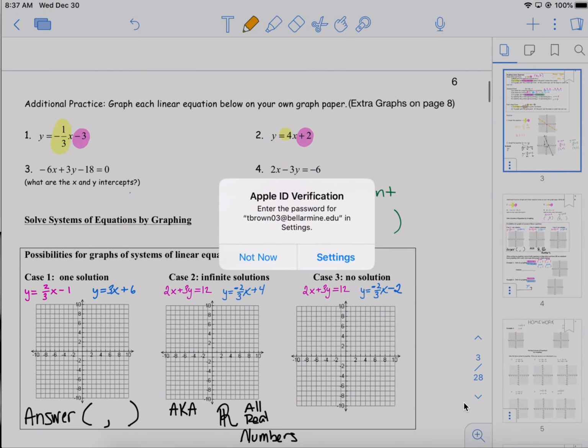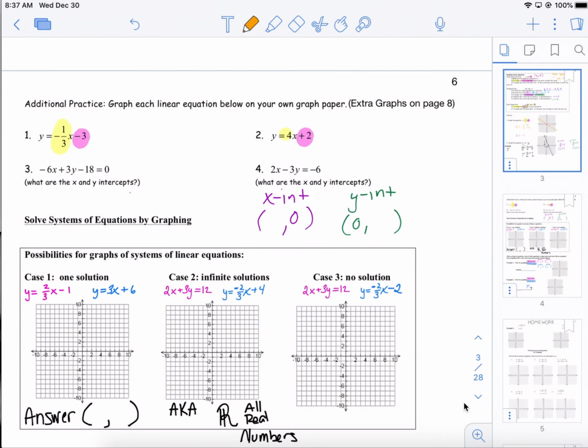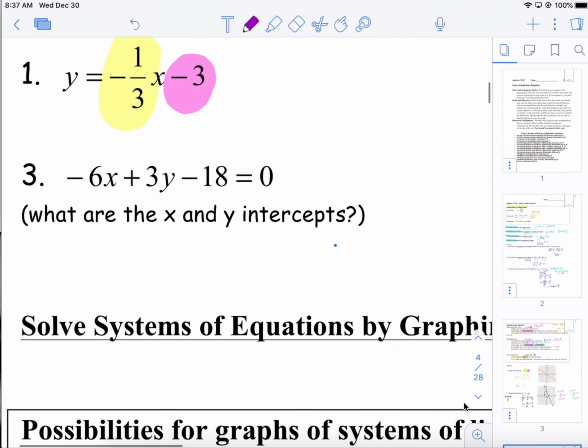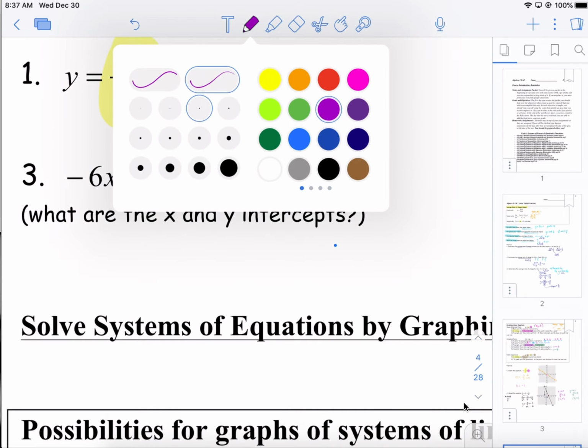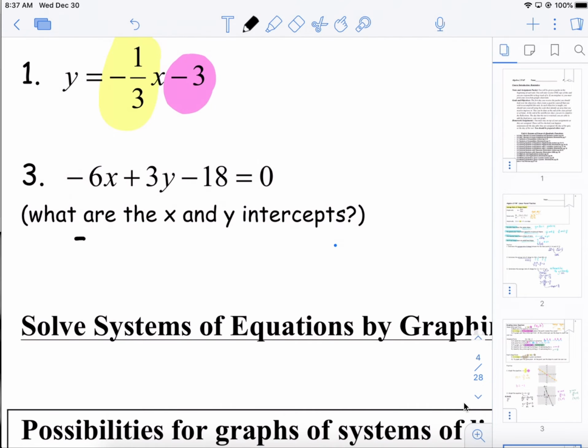Problem number 3 tells you it's wanting you to solve it with x-intercepts. So the first thing I would do is make sure that I rewrite it into standard form: -6x + 3y = 18. That way I can find my two components. If I want the x component, I do 18 divided by -6 equals -3.